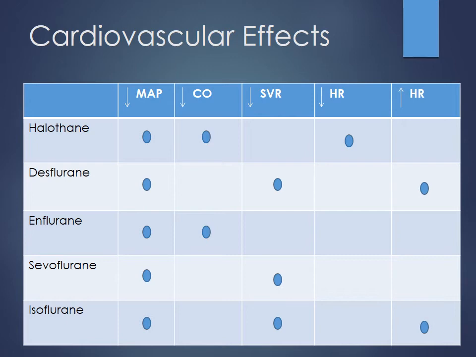You see decreased cardiac output, decrease in their systemic vascular resistance, and then looking at the differences in heart rate, with Desflurane and Isoflurane, typically you're going to see bumps in their heart rate, whereas they're going to have a drop in their blood pressure.